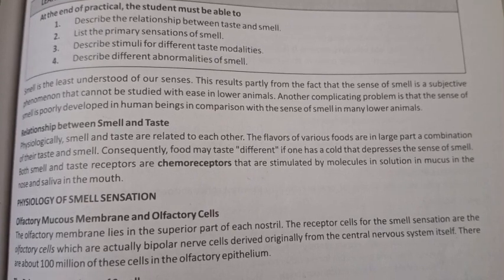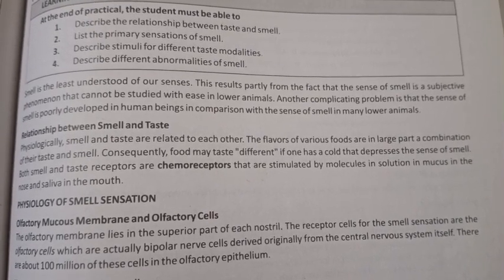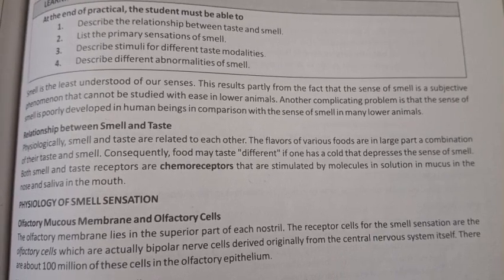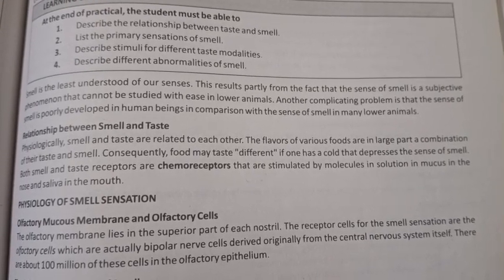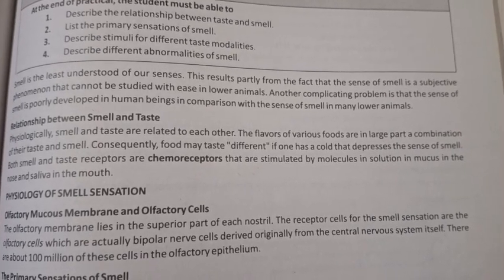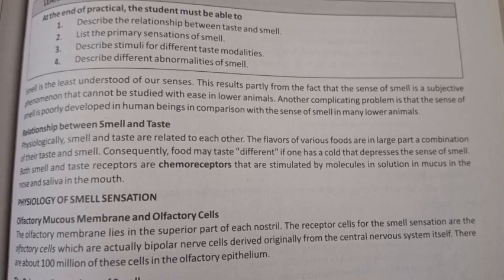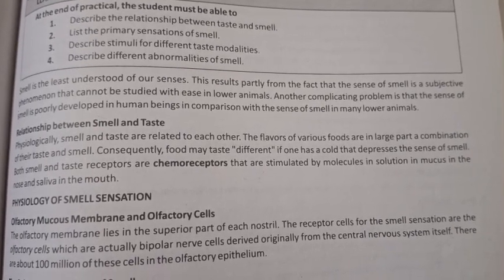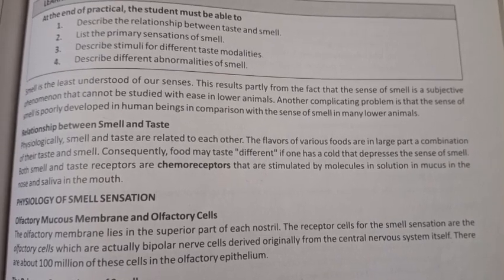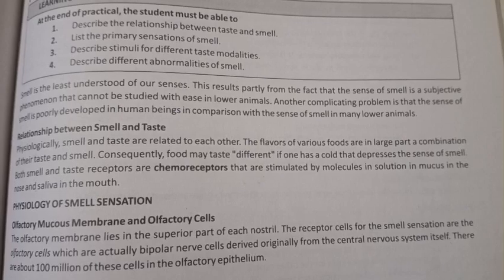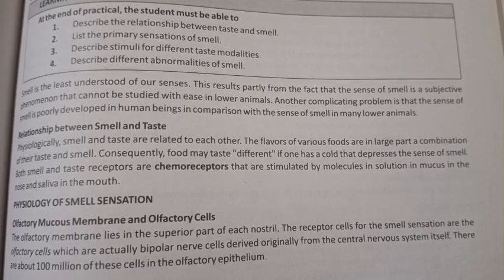Then we are talking about the physiology of smell sensation. Olfactory mucous membrane and olfactory cells. The olfactory membrane lies in the superior part of each nostril. The receptor cells for the smell sensation are the olfactory cells, which are actually bipolar nerve cells derived originally from the central nervous system itself. There are about 100 million of these cells in the olfactory epithelium.